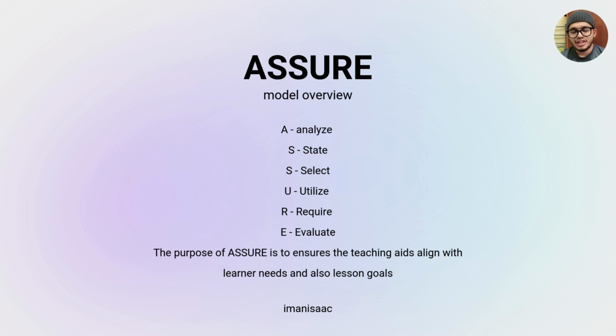For the next slide is ASSURE Model Overview. A is for analyze, S is for state, another S is for select, U is for utilize, R is for require, and E is for evaluate. The purpose of ASSURE is to ensure the teaching is aligned with learner needs and also lesson goals.